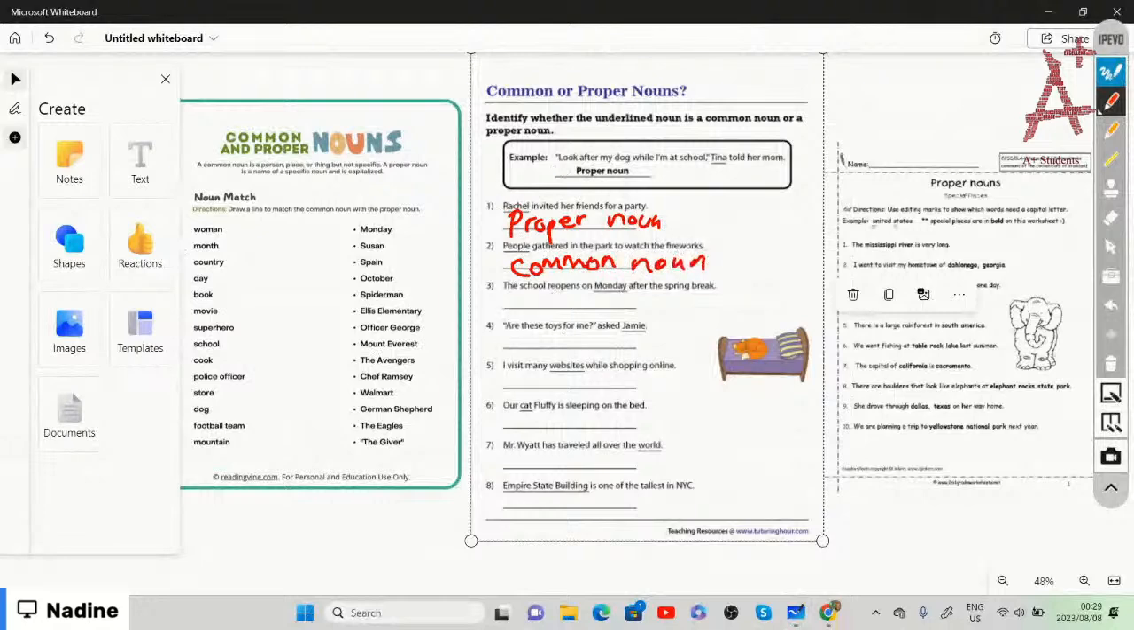"The school reopens on Monday after the spring break." Monday, a day of the week, so we go proper. "And are these toys for me?" asked Jamie. Proper noun, right? Proper noun.